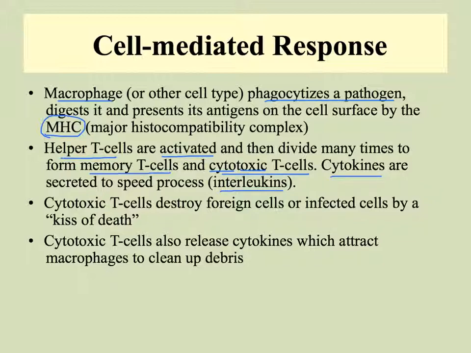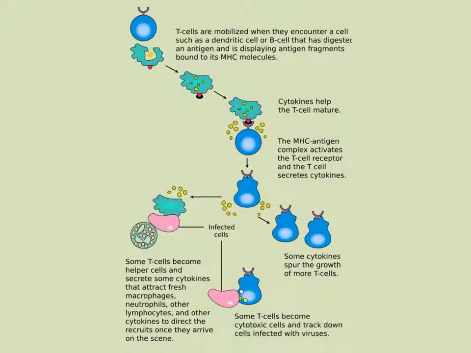So the cytotoxic T cells then destroy foreign cells or cells that have been infected by a virus by actually touching the cell and inserting a kiss of death, doing something that will cause that cell to fall apart. Cytotoxic T cells are also releasing cytokines which attract more macrophages to clean up the mess. After they blow up an infected cell, then somebody has to vacuum up the debris. So here's a picture that sort of is trying to show that.